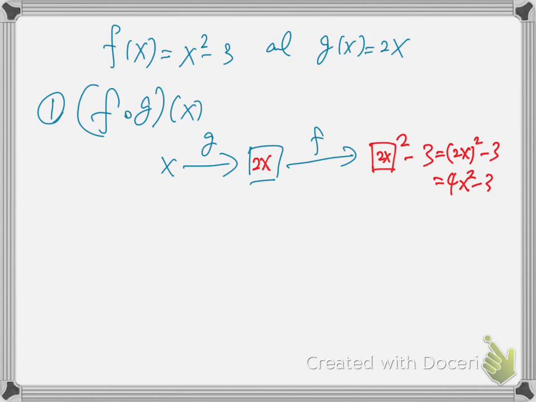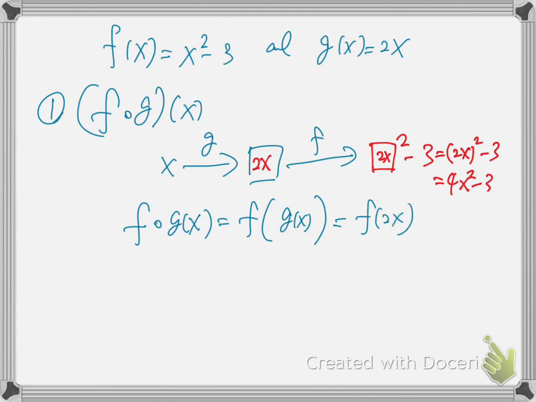Okay, so you can also use the definition. F compose g of x is f of g of x. So this is f of 2x. And then you got the same calculation: 2x squared minus 3, which is 4x squared minus 3. Okay, so that's example 1.